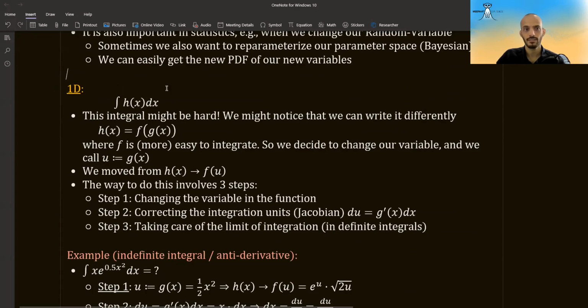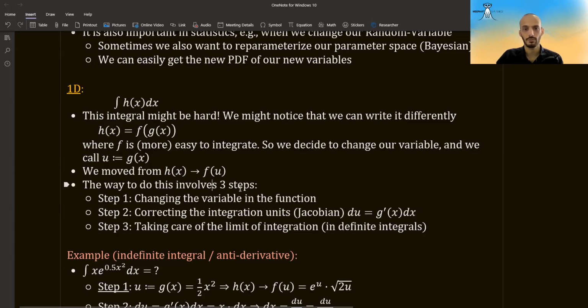Suppose you have this integral, and this integral might be really hard, but you might notice that you actually can write it differently. Maybe you can write it as a function of x, where f is easier to integrate. So you decide to do a change of variables. You introduce a new variable and you call g of x, u. So basically you moved from, let's say, h of x to f of u. Now the way to do this involves 3 steps.